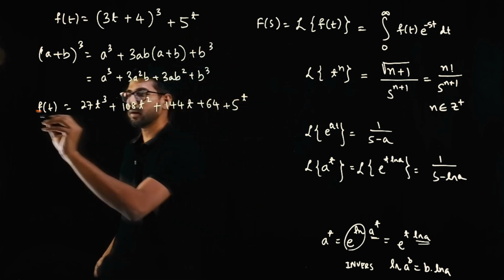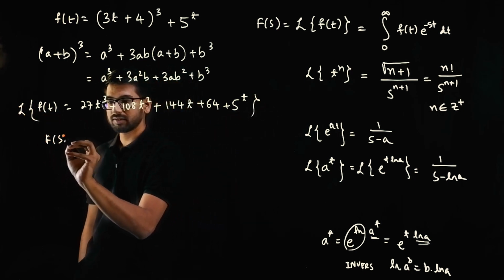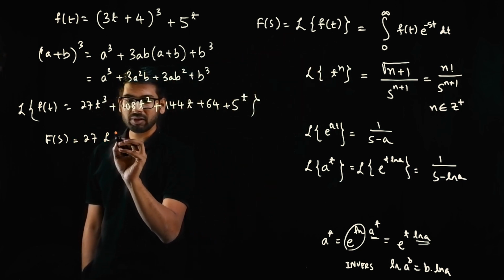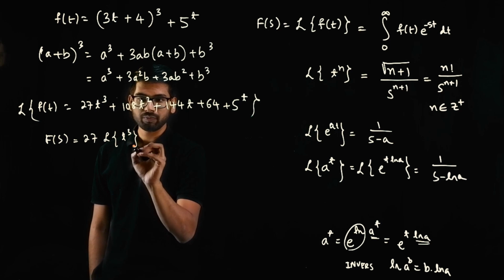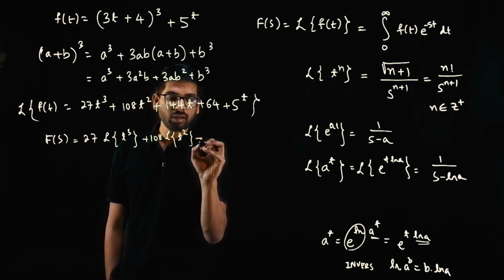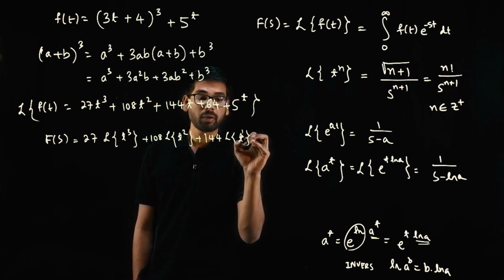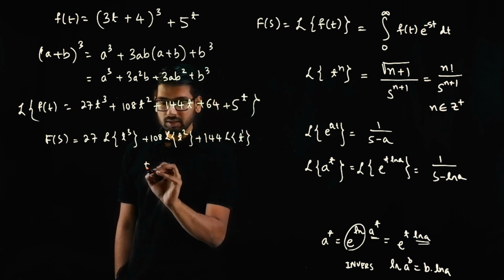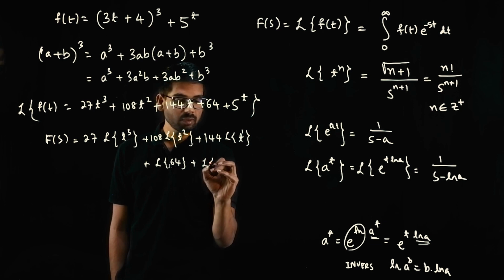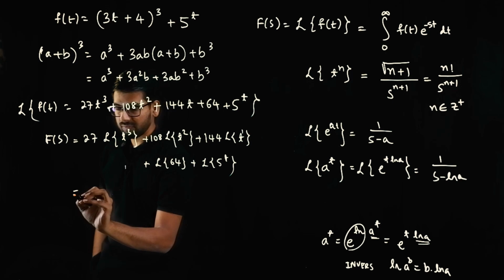Okay. Now if you take Laplace transform of this, so Laplace transform of f of t is f of s. Very simple from here. And this is equal to 27 Laplace transform of t cube plus 108 Laplace transform of t square plus 144 Laplace transform of t, or t to the power 1, plus Laplace transform of 64 plus Laplace transform of 5 power t.